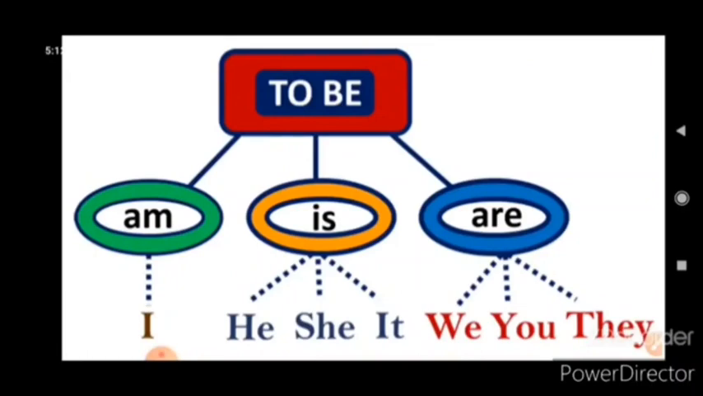Totally be form verbs are am, is, are, was, were. But we take am, is, are because this is the simple present tense. In simple present tense, we use these be form verbs only: am, is, are. If I come, am. If he, she, it come, use is. If we, you, they come, use are.